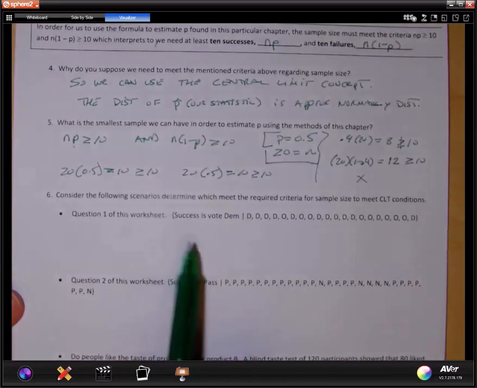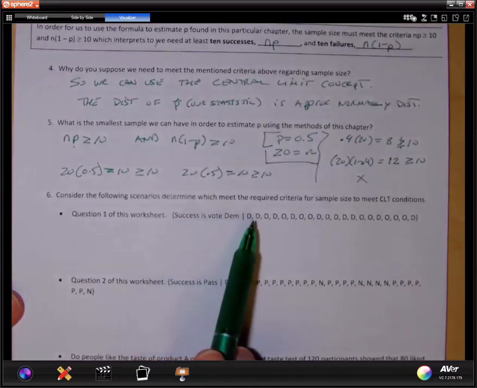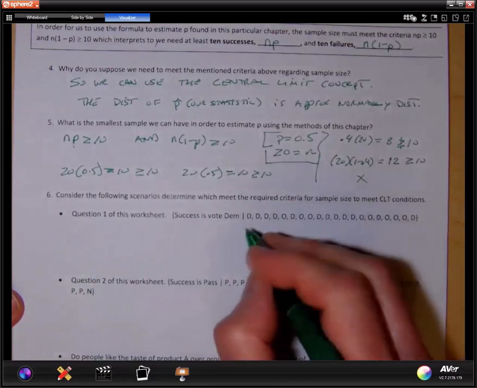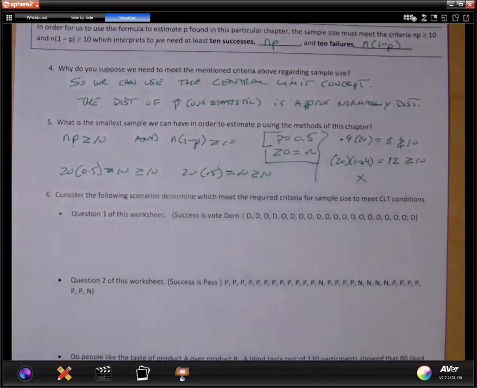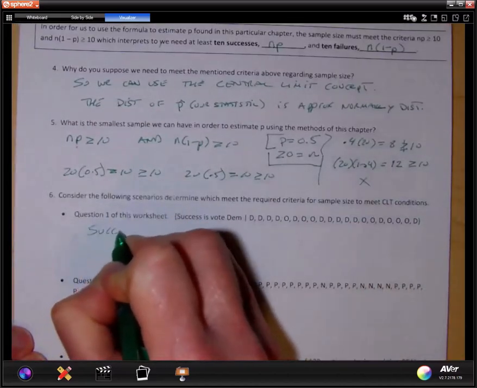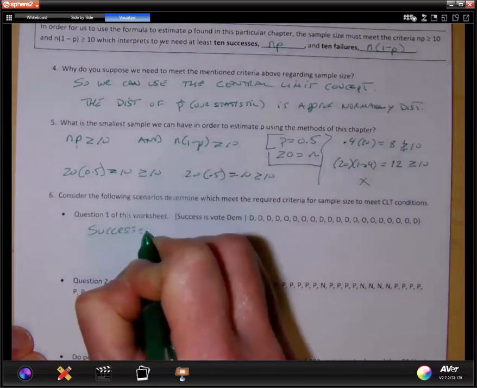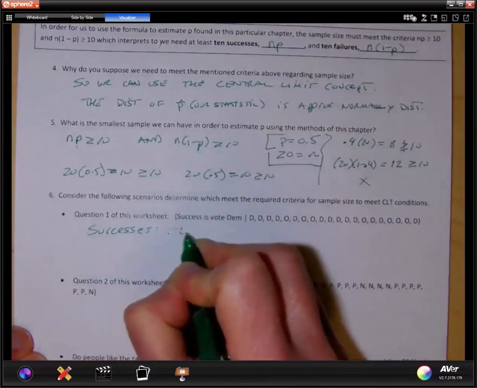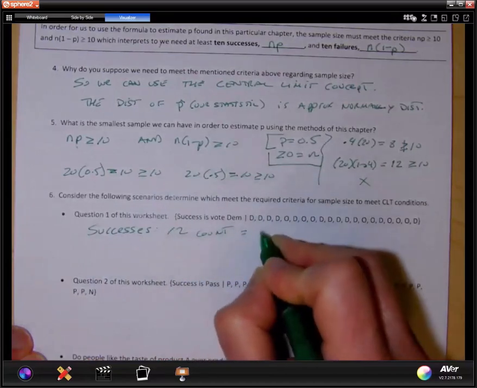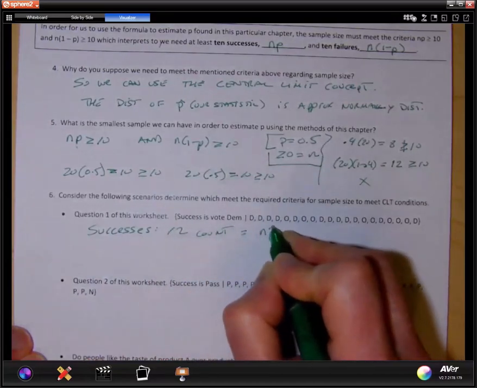Now, consider the following scenarios. Determine which meet the required criteria for sample size to meet the CLT conditions. Now, remember we did this earlier, question 1 worksheet, here's the information, and if I remember correctly, that was 12, right? Yes, it was. So 12 successes count. And this is equivalent to n times, well, in reality, p hat.